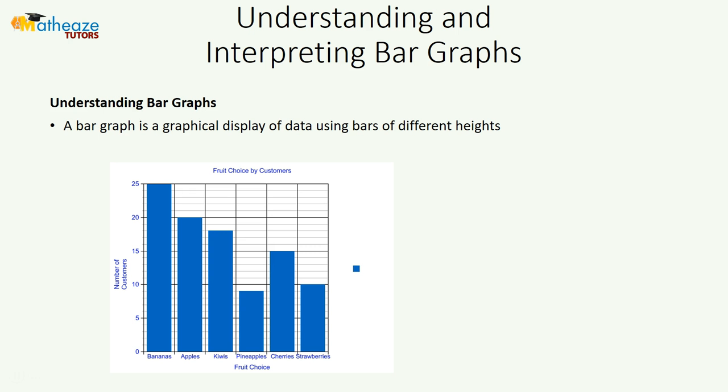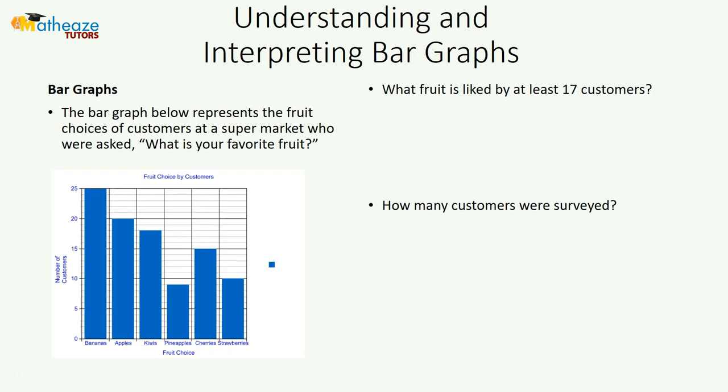So in this case, we have fruit choices by customers, and on the independent axis, we have the different fruits that are available for the customers, and then on the dependent axis, we have the number of customers that prefer those fruits. So here we can see that we're showing a relationship between the fruit choices in a store or in a specific place and the number of students that like those fruits. So let's look at some examples here.